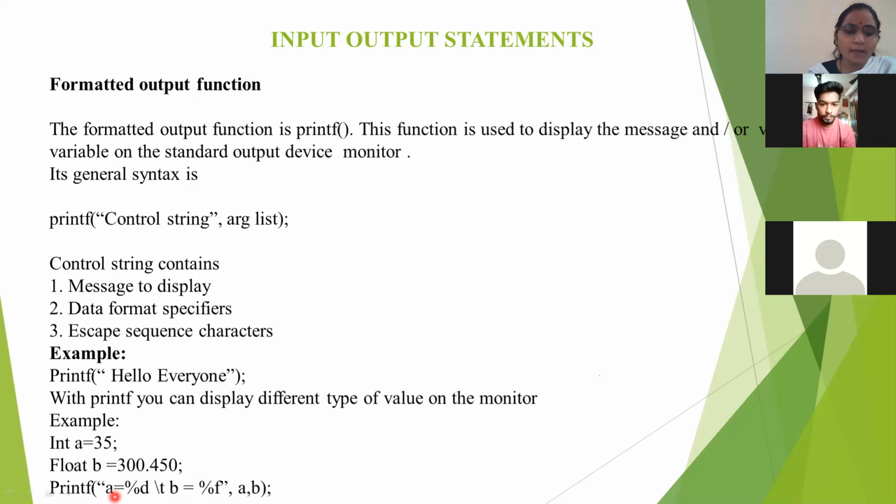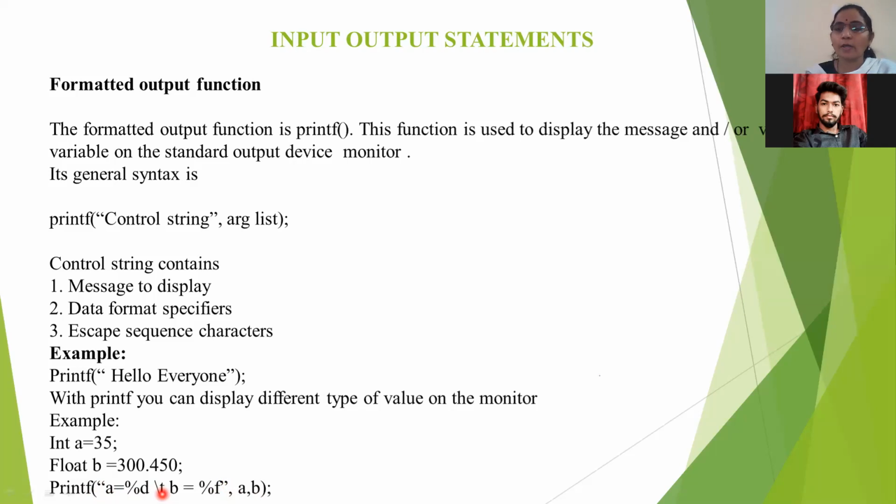a equal to, because the purpose of the printf statement is to print the message as it is, as well as to print the value of variables. And if you want to print it as it is, then you must include it in the control string within the double quotation marks, that is a = %d, and b = %f. Then the control string, meaning the double quotation marks, is completed, comma a, comma b. And here I have used \t. So \t means what? \t means in between a and b, I have given one tab.